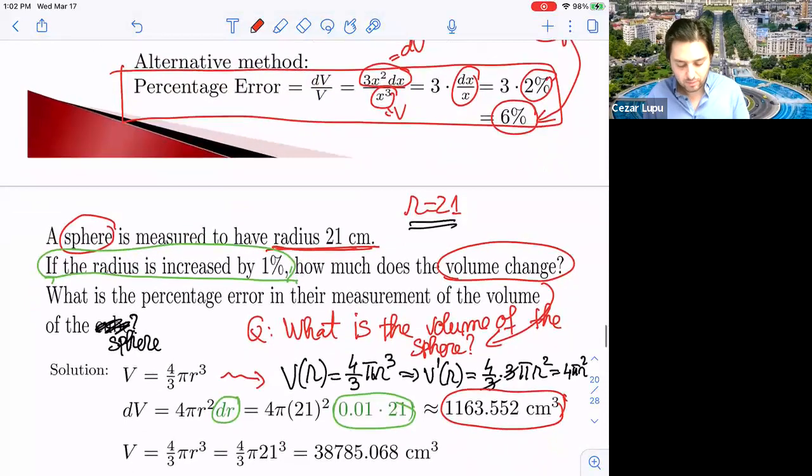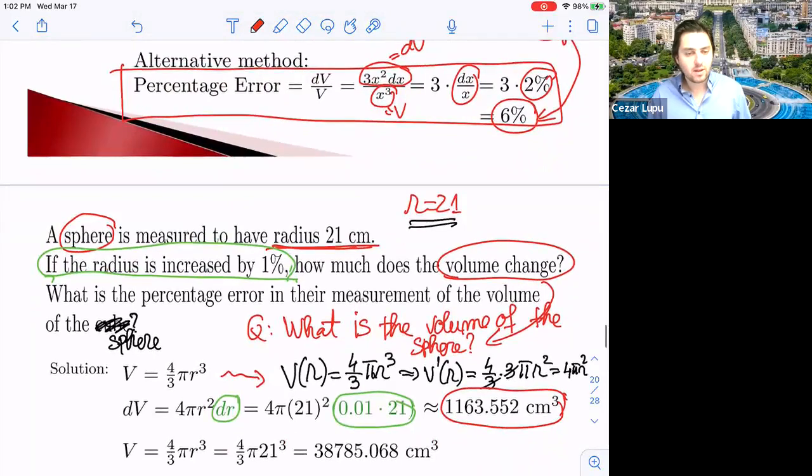So we have this, right? Let's also keep in mind, I forgot to say that the volume V is found by just replacing the radius. Since we know that the radius is 21, the volume will be nothing else but using the formula. The volume formula will give us this number here, right? And now the percentage error can be computed easily.